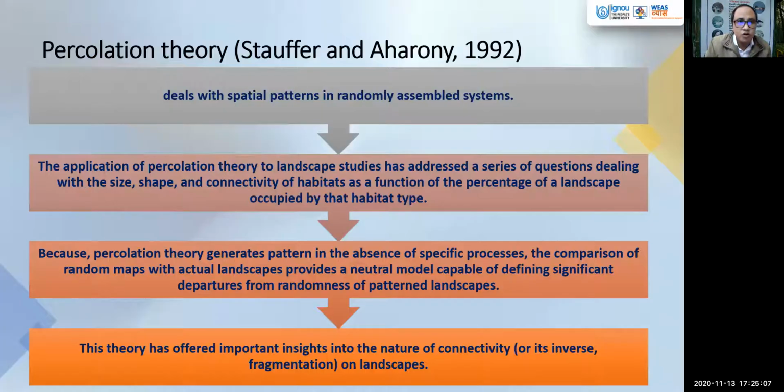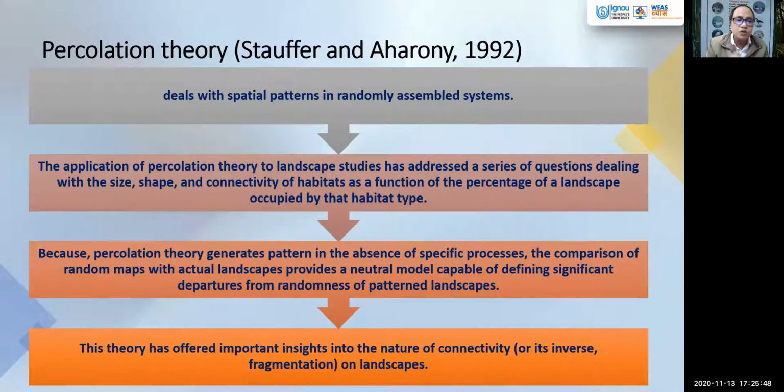Another theory, the third theory, is percolation theory. It deals with the spatial pattern in randomly assembled systems. It applies to landscape studies. It has addressed a series of questions dealing with the size, shape, and connectivity of habitats as a function of the percentage of a landscape occupied by that habitat type. That applies in forests, and even in a lake ecosystem, for that particular plant species. For example, in a lake ecosystem, which kind of floating plants dominate and how much percentage of it.